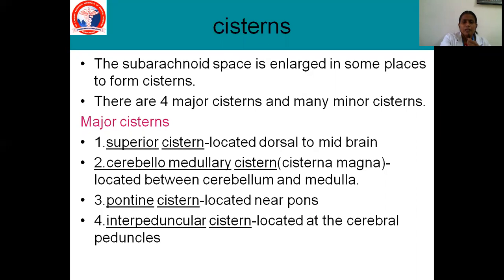The superior cistern is located dorsal to the midbrain. The cerebellomedullary cistern is also known as the cisterna magna, which is located between the cerebellum and the medulla. The pontine cistern is located near the pons. The interpeduncular cistern is located at the cerebral peduncles.